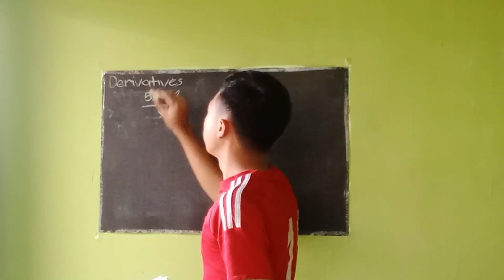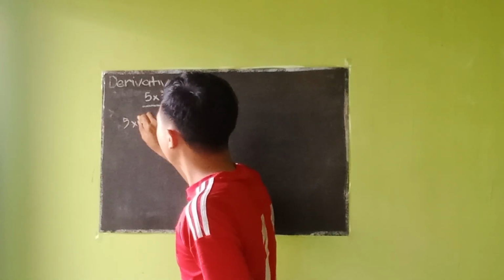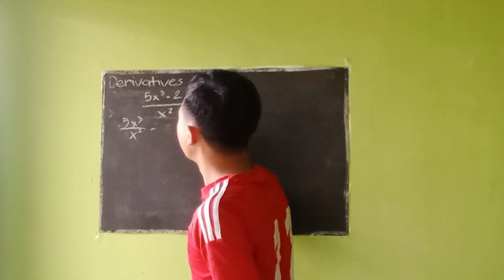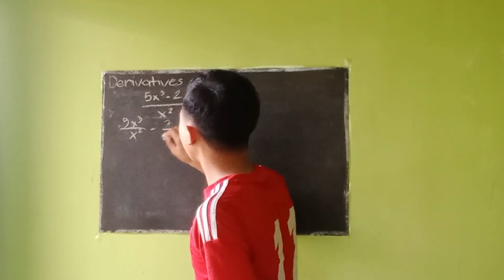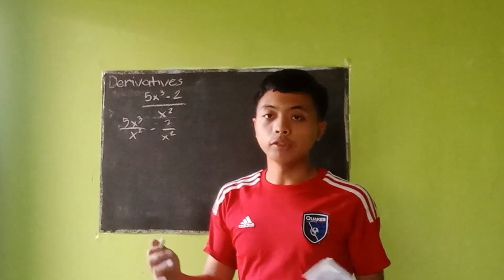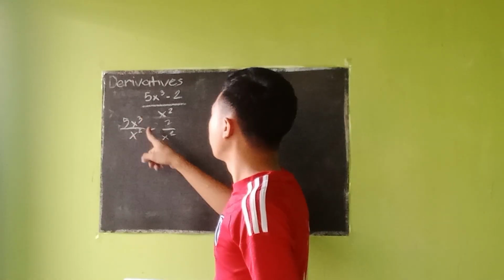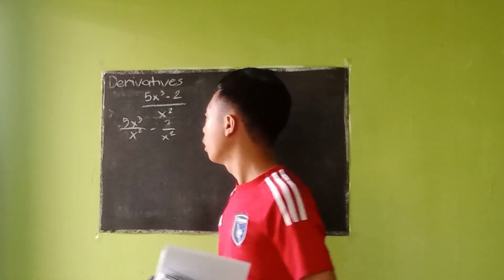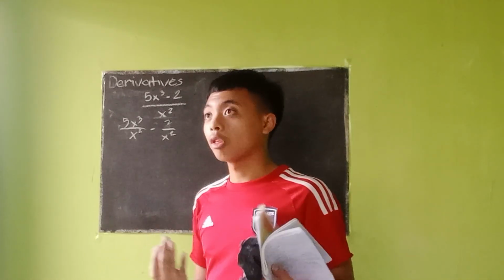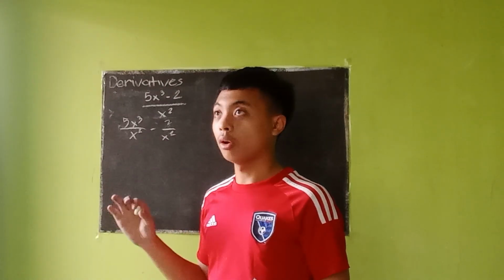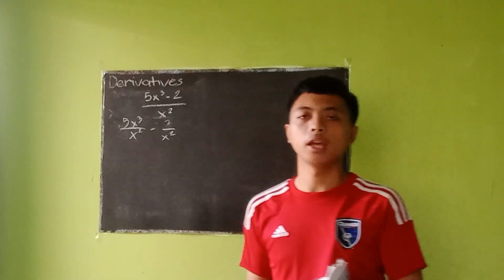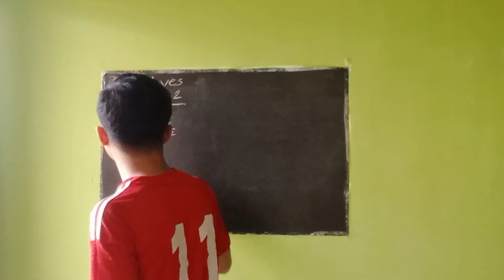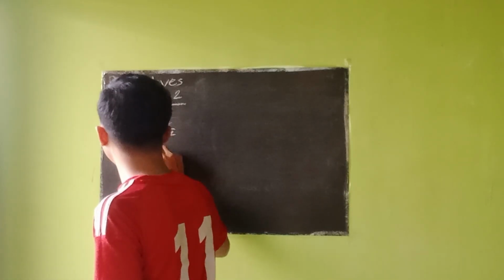So we have 5x cubed over x squared minus 2 over x squared. And then after that, you have to subtract this one, which also equals 1. And we know that it is understandable since x already has an exponent of 1. So we have 5x, and this one will be 2 over x squared.